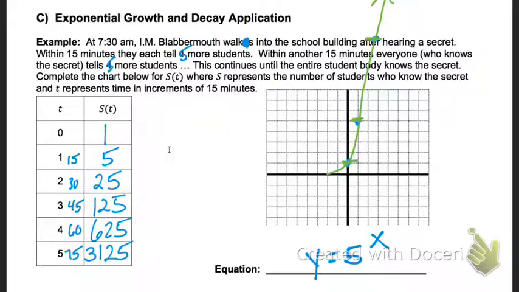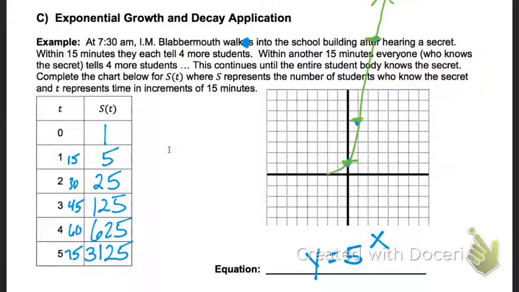Okay, so when we look at the chart, at 0 minutes, 1 person knew, right? That was him. And then at 15 minutes, 5 people knew. But if he tells 5 people, then 6 people know. I realized that's why we had 4, because they tell 4 people. So it would be y equals 4x, but then it would be 5 to the x.